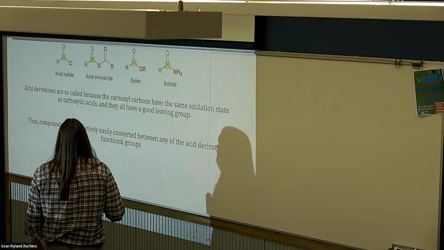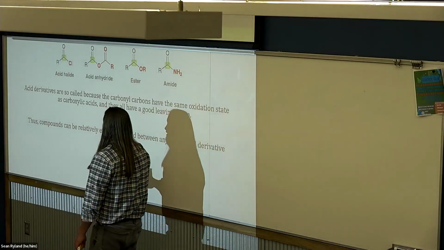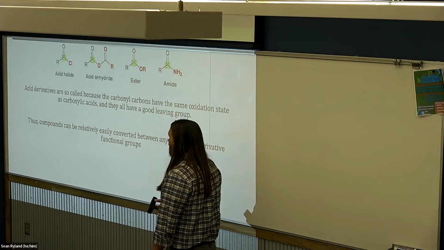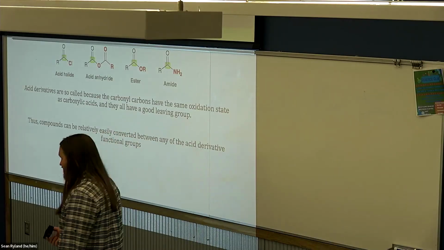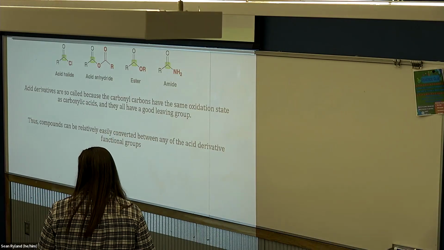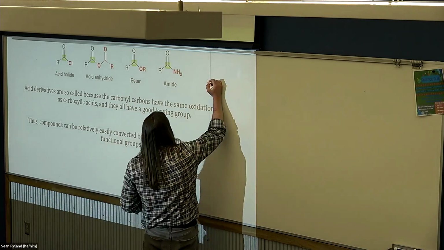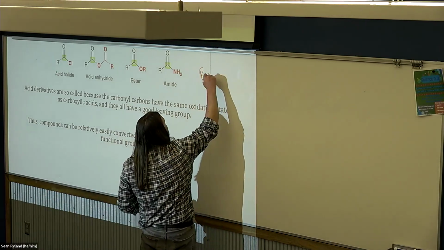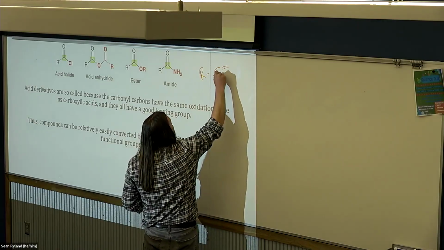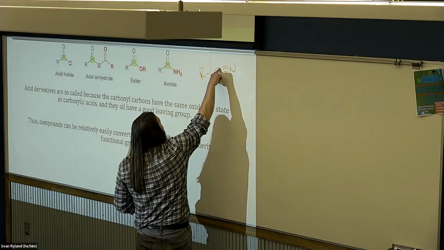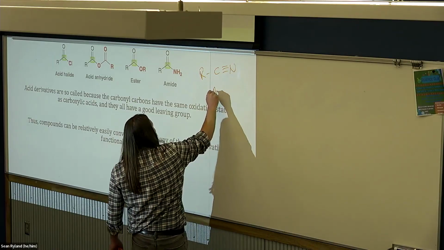So these are our acid derivatives. They all have the same oxidation state on the carbon as an acid. The other one we can include in here is a nitrile, which would look like this.